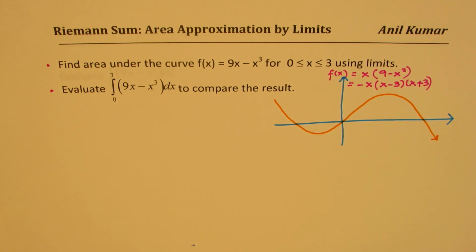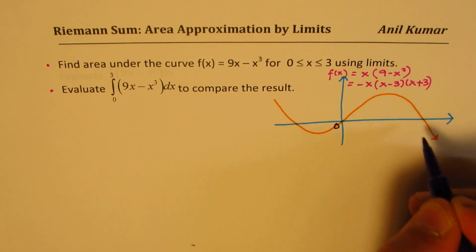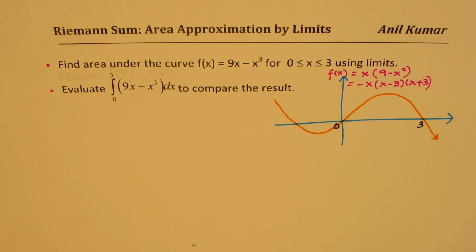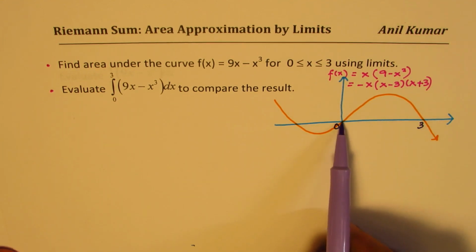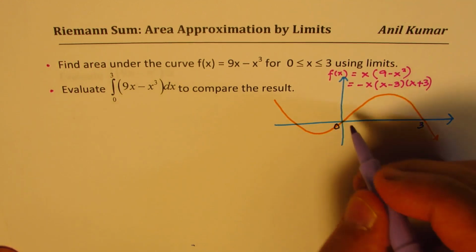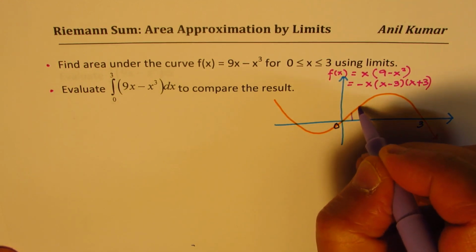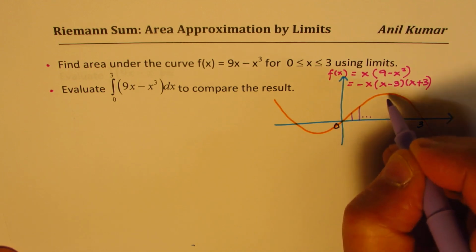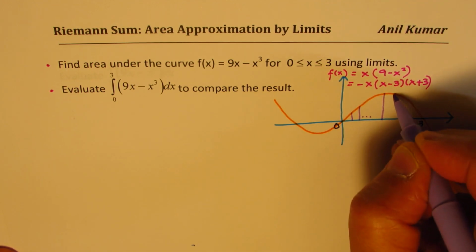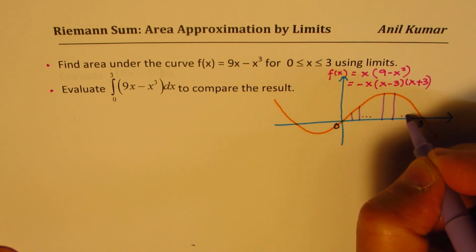We need to find the area between 0 to 3. So this will be 3 for us. In between 0 to 3, this interval will be divided into a series of rectangles, correct? And we are going to have n rectangles in this series.